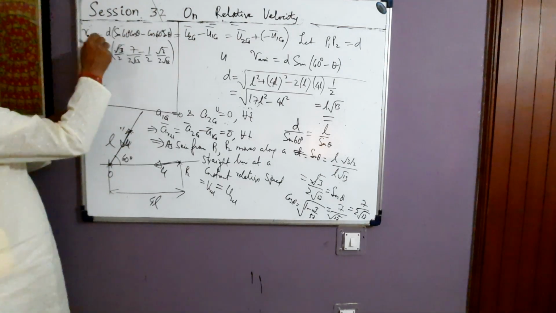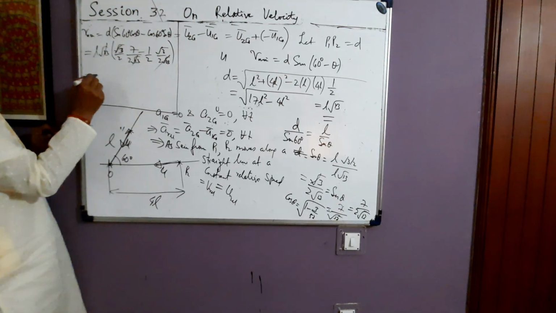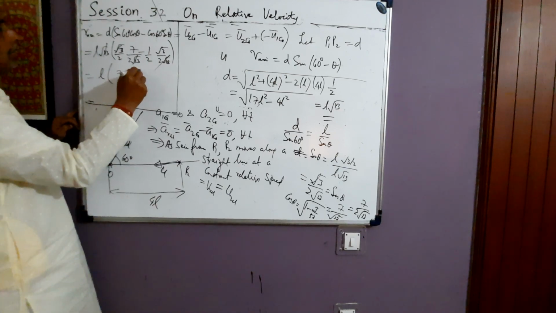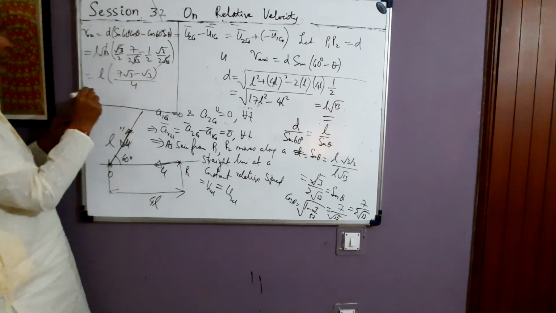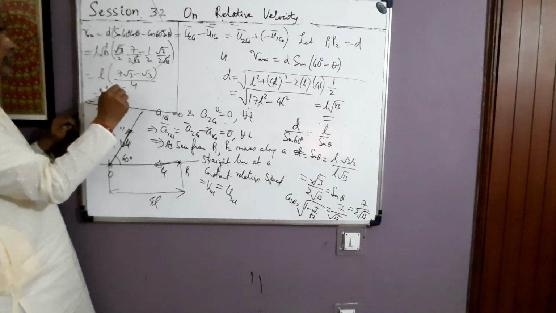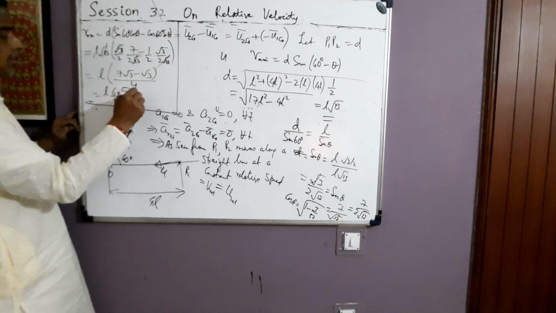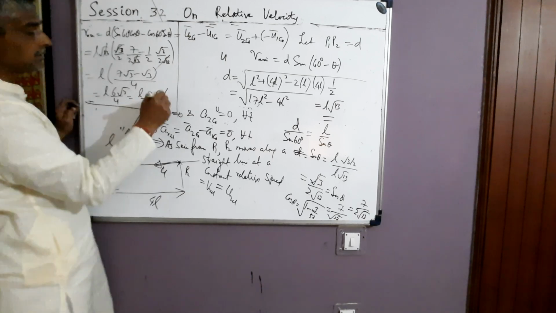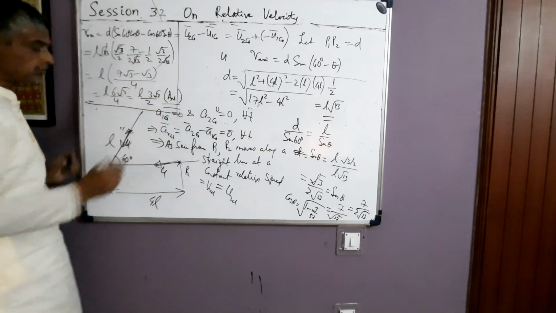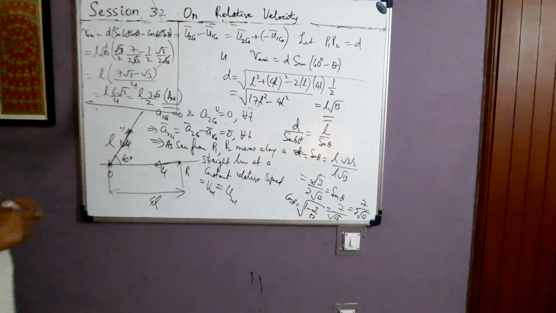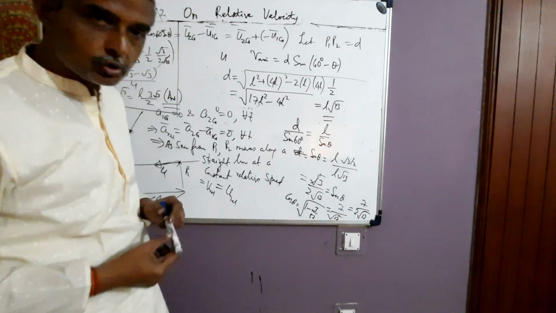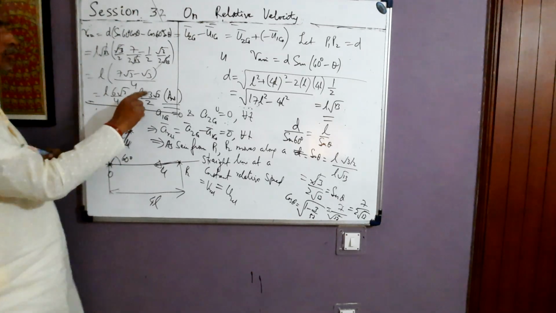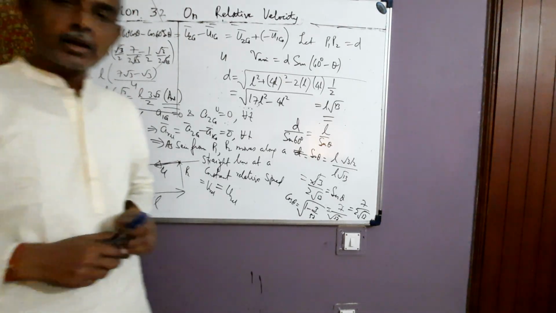So root 13 goes away, you can see. That means, how much will it be? 7 root 3 minus root 3 by 4. So L into 6 root 3 by 4, meaning L into 3 root 3 by 2. This is the required answer. This is the shortest distance between these 2 points in course of their motion, 3 root 3 by 2 L. I hope it is fully clear.